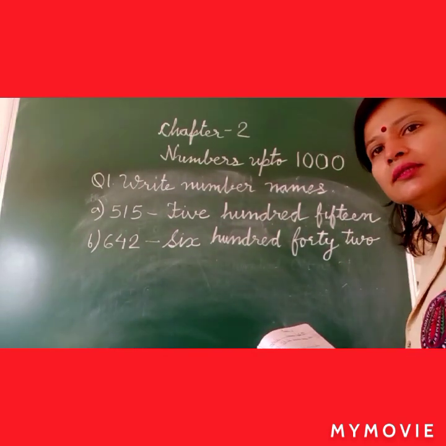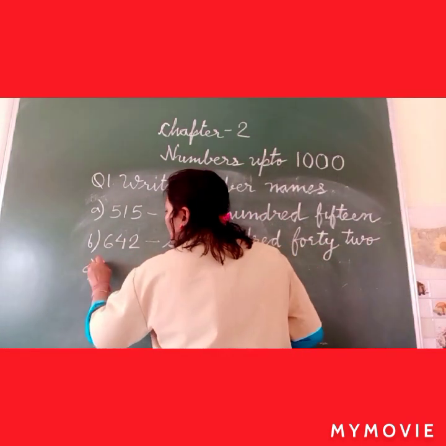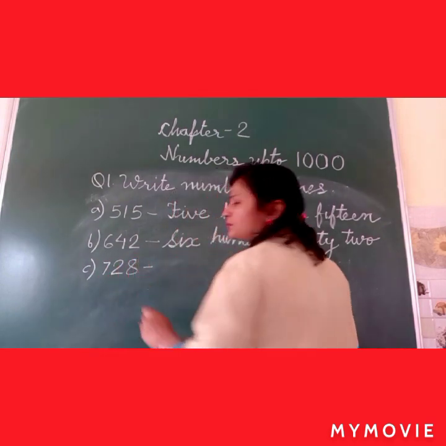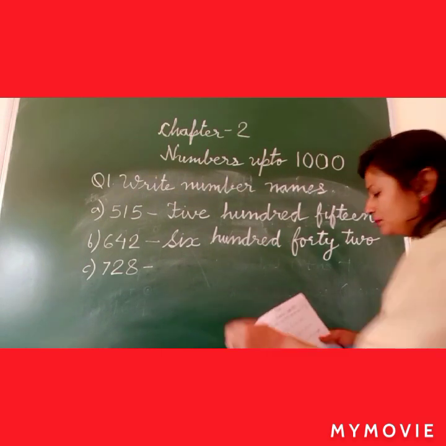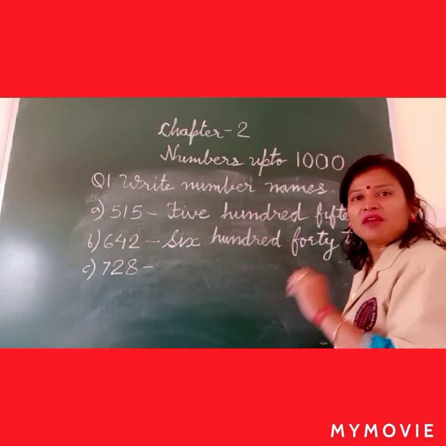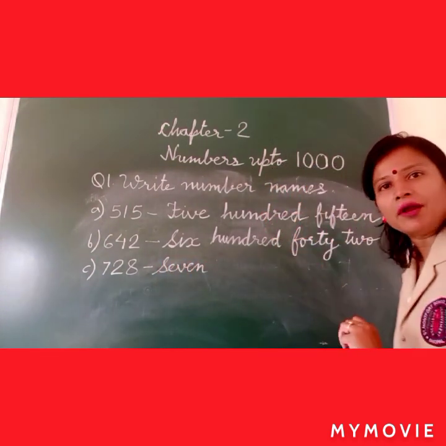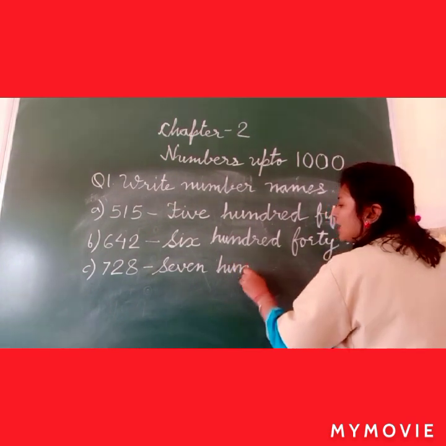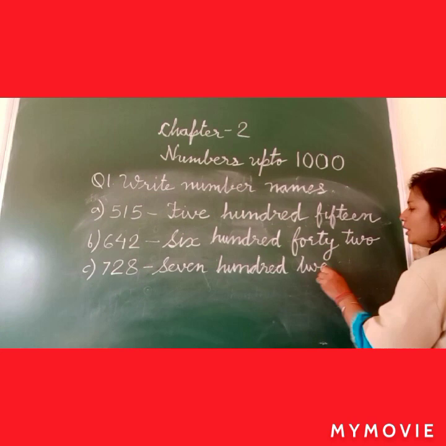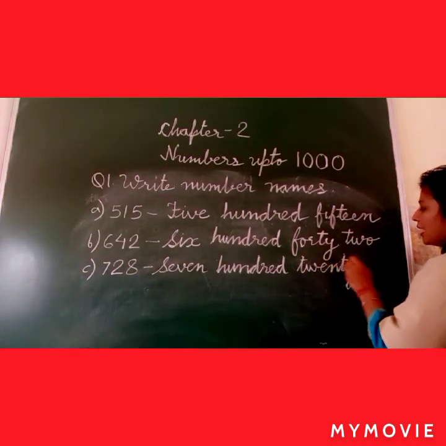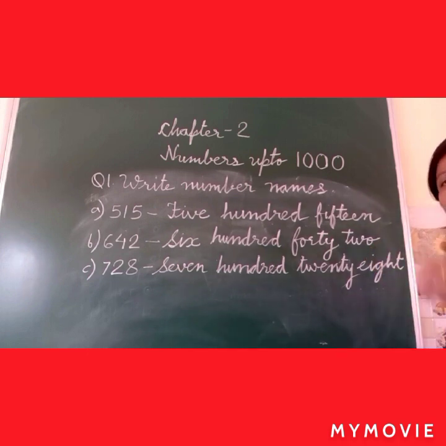Then let's write the third number. 728. How you will read? 728. Spelling of 7 is S-E-V-E-N, 7. What is the spelling of 100? HUNDRED 100. 28. TWENTY 20. Then 8. EIGHT 8. It's very easy.